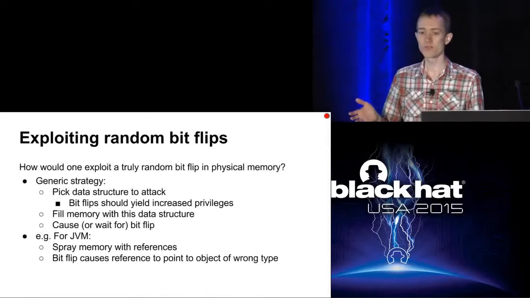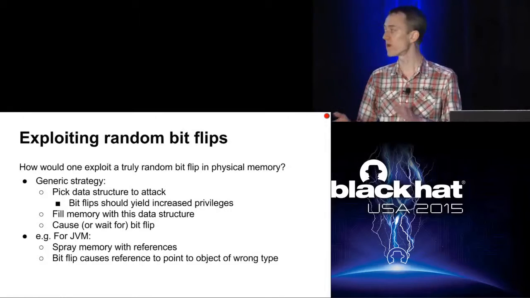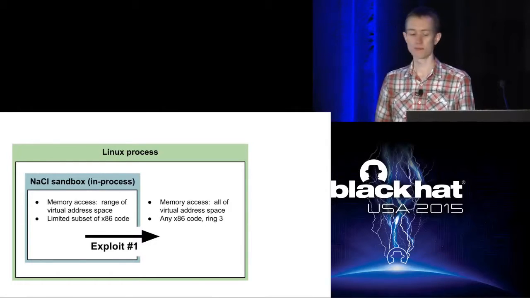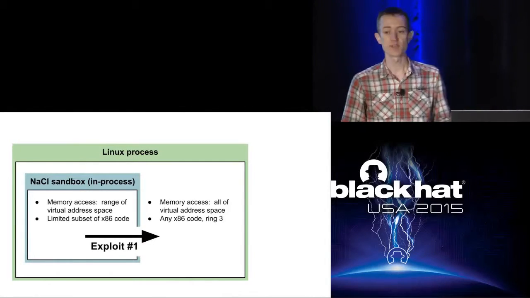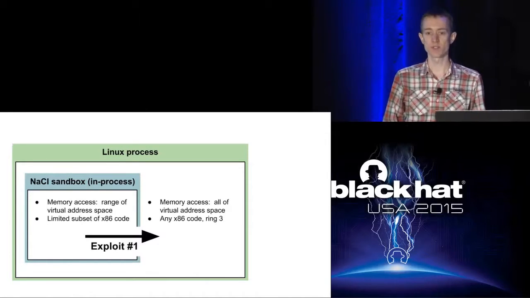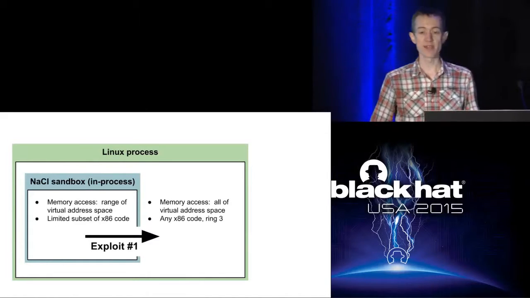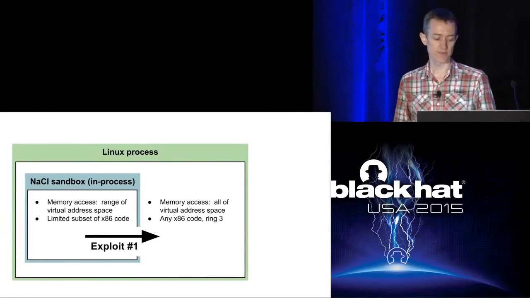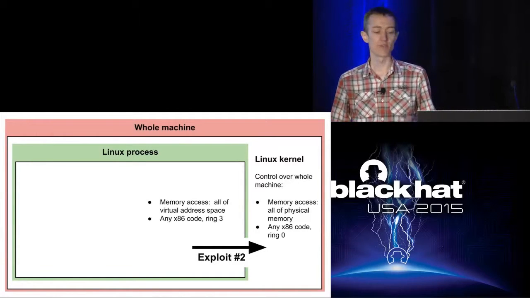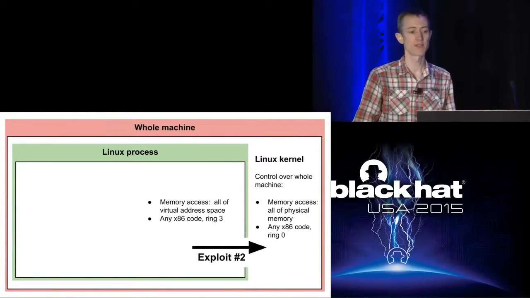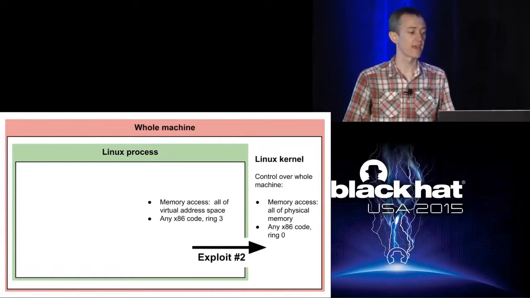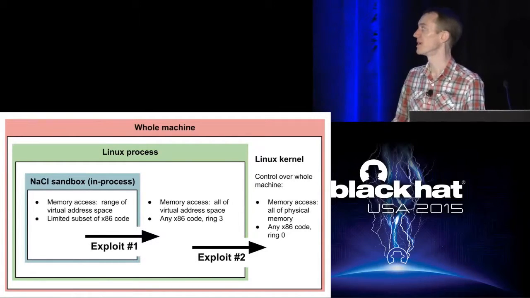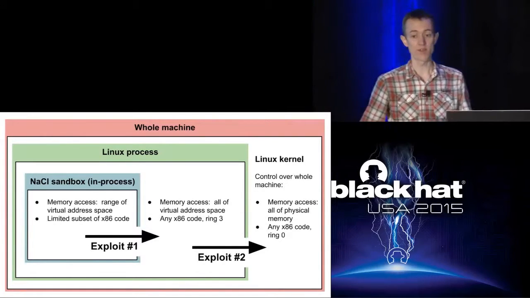So I basically built 2 privilege escalation exploits using the Rowhammer bug, and they both use that generic strategy. The first one escapes from the native client sandbox. Native client is an in-process sandbox that's used in the Chrome web browser. And breaking out of that sandbox means an attacker can run arbitrary code inside the host process. And the second exploit is a root exploit, which starts out running in a normal process on Linux, but can break out of that process and gain kernel privileges and control over the whole machine. So in principle, those 2 exploits could be chained together, although I've not actually tried that.